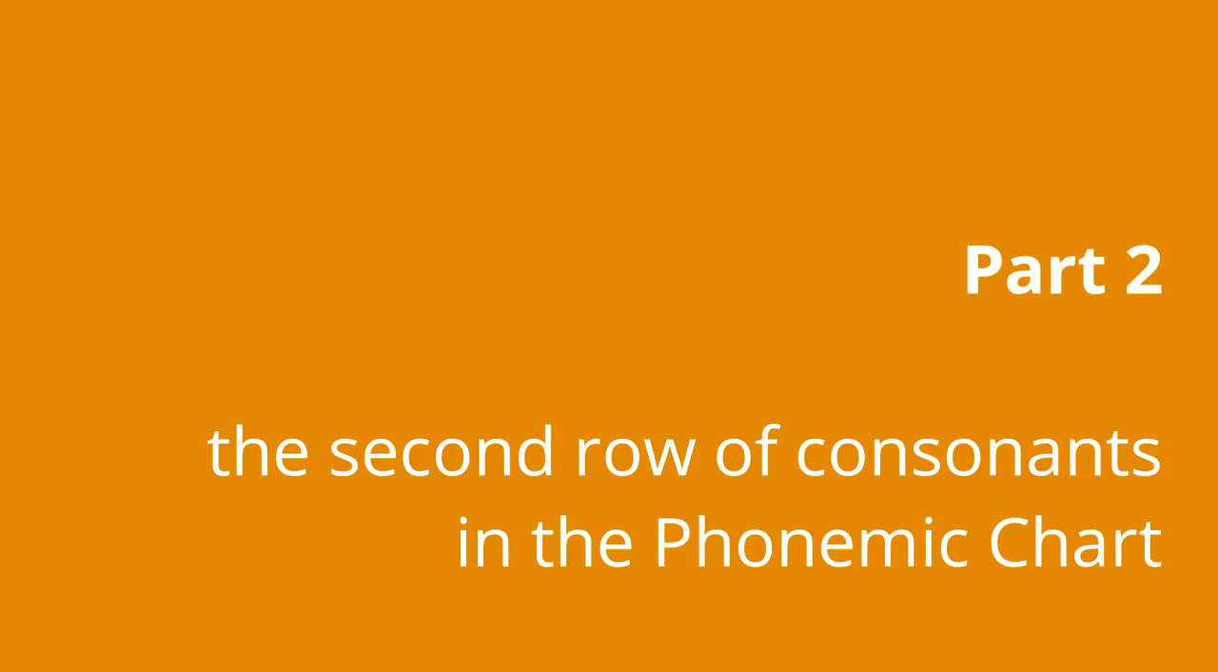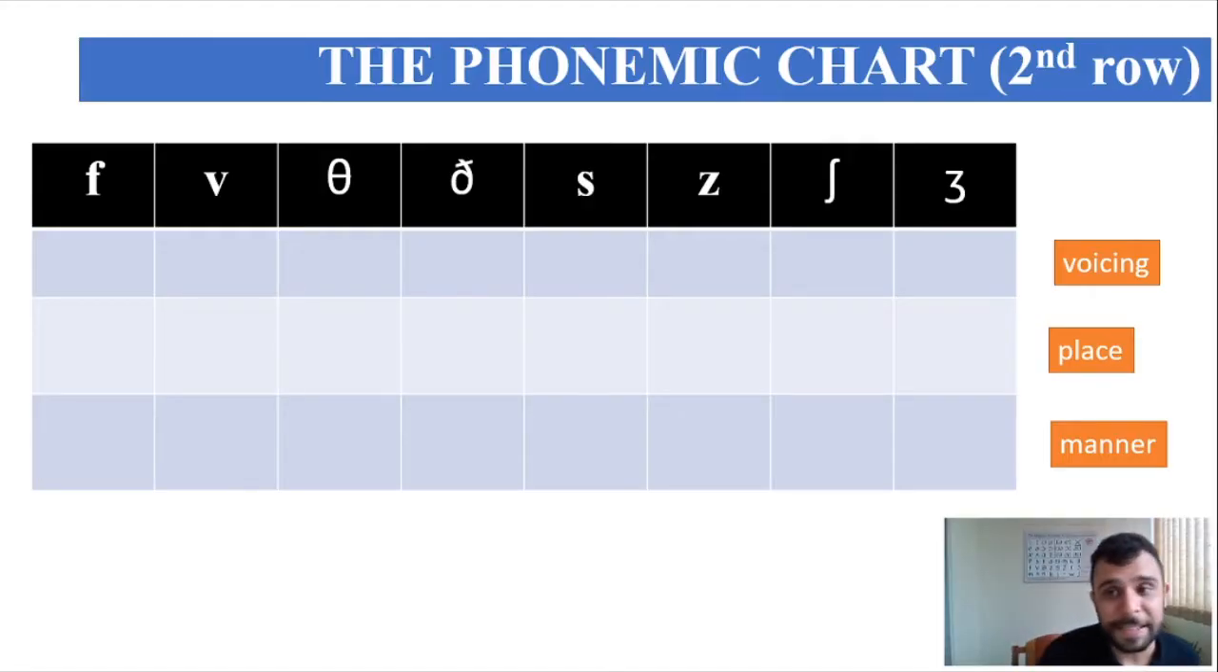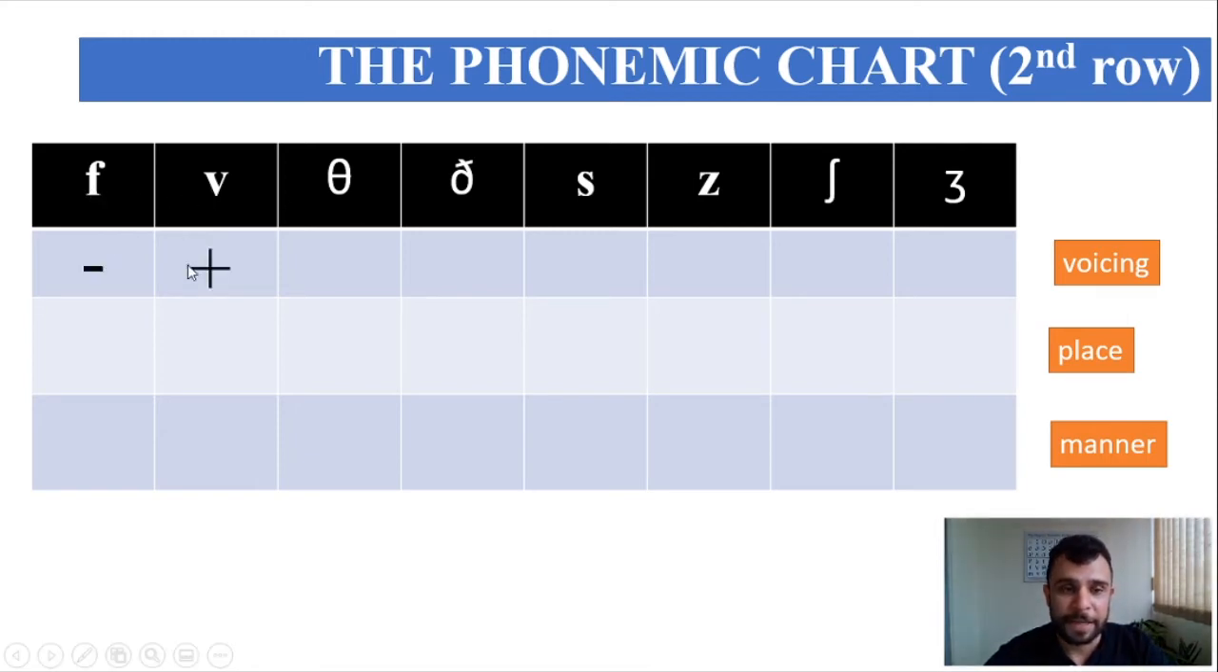Part 2, the second row of consonants in the phonemic chart. The second row is the simplest one because, first, we have the pairs again. Fa, va, voiceless and voiced. Th, the: think, this, voiceless and voiced. Sa, za, the same sound except for the voicing, and sh, j.